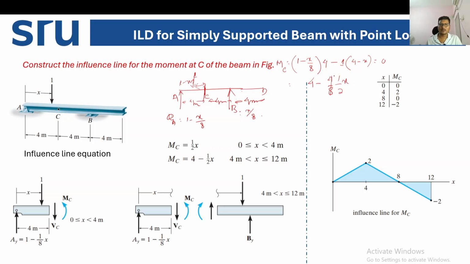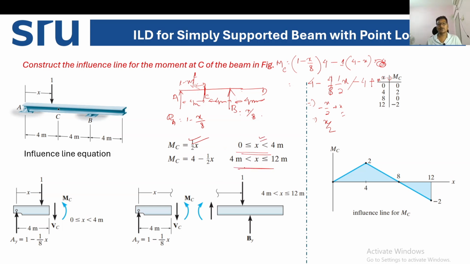So 4 minus x by 2 minus 4 plus x, is equal to 0. In that case, 4 will cancel out. So minus x by 2 plus x is the moment. So x minus x by 2 is nothing but x by 2. So the moment at C is x by 2 when the unit load is moving in between 0 to 4.